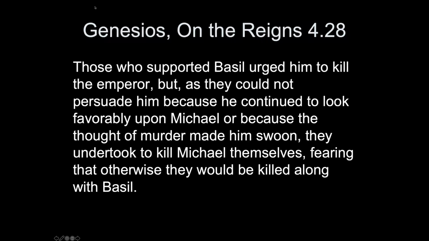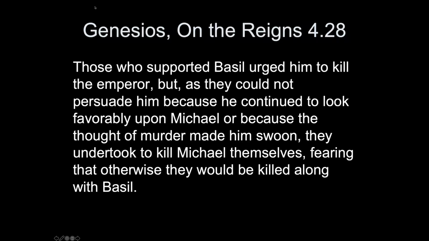So this is of course absurd. Basil of course arranged to have Michael killed just as he had killed Bardas. But what Genesius has managed to do here is he's made the situation so completely confusing that nobody would actually think Basil would do this. It's just a major misunderstanding. Nobody actually knows what happened. Nobody knows if Basil wanted to kill Michael or Michael wanted to kill Basil or both of them wanted to kill each other. Some people say one thing, other people say other things. But what we can say for sure is that the thought of murder made Basil swoon. And therefore, Basil is not responsible for killing Michael. It's people around Basil who are responsible for killing Michael because they were afraid that they might be killed if Basil was killed. And this is completely absurd.